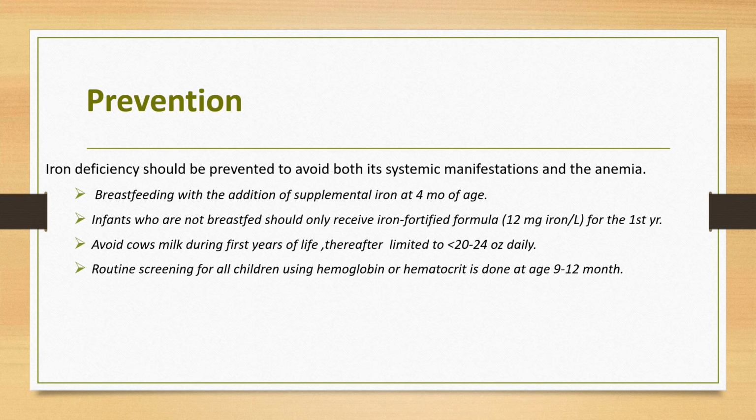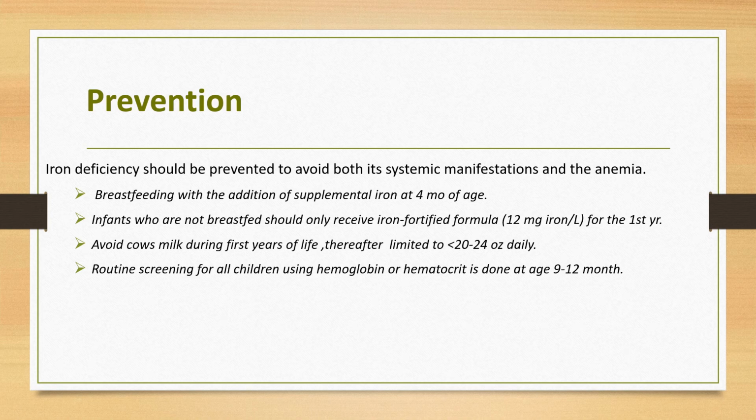We should also avoid cow milk during the first year of life, because it can cause cow milk protein colitis, and cow milk has a low amount of iron, as we have said, around 1 milligram per liter. Also cow milk has a high concentration of calcium, which inhibits iron absorption. So cow milk is not recommended during the first year of life.